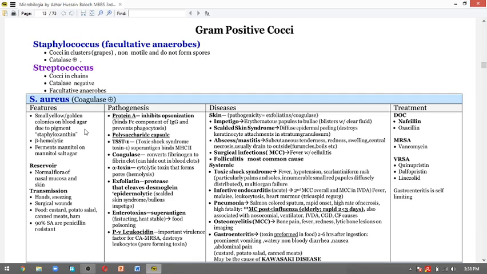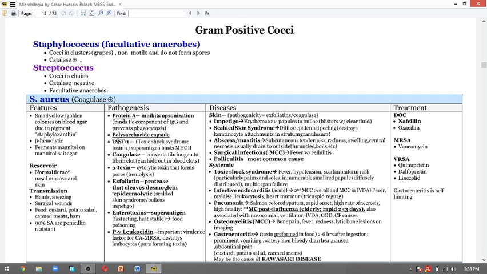Here you need to retain the points given in bold. Protein A inhibits opsonization, binds the Fc component, which is the fixed component of the IgG antibody, and prevents phagocytosis. This protein A prevents the phagocytosis of this bacteria because it binds the Fc component of IgG. Polysaccharide capsule also prevents phagocytosis and lets the bacteria live.